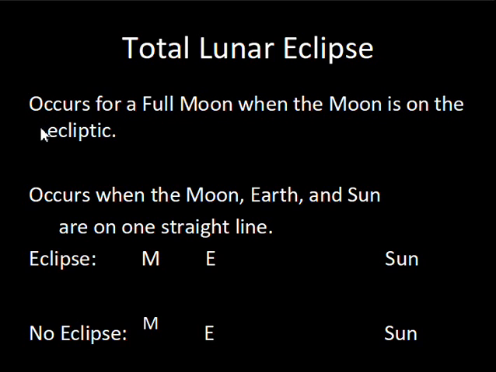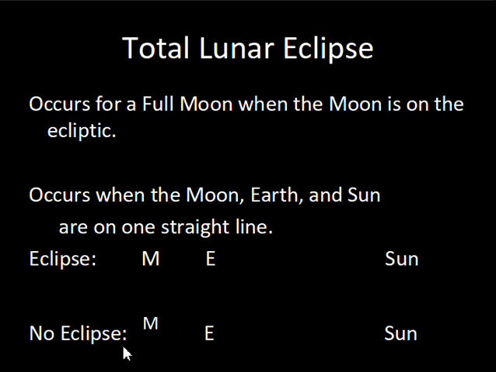We need the moon on the ecliptic on the sky. That's the path we see for the sun through the stars, called the ecliptic. And we need the moon on that location on the sky to get a total lunar eclipse. In terms of alignment, we need sun, Earth, and moon in pretty much a straight line.